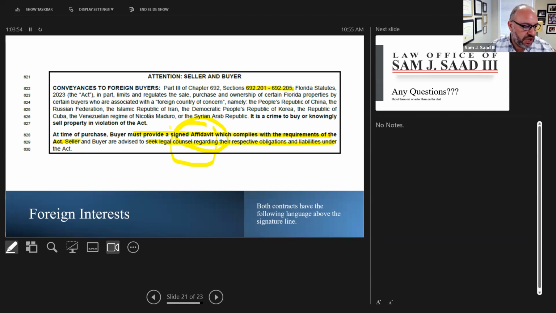And Christina, you are correct. If you are Chinese, Iranian, Korean, Cuban, Venezuelan, or Syrian, or anybody else that meets the criteria under the act, and you own property near critical infrastructure, depending on which of the 3 sections you fall under, you may have to sell within 3 years.